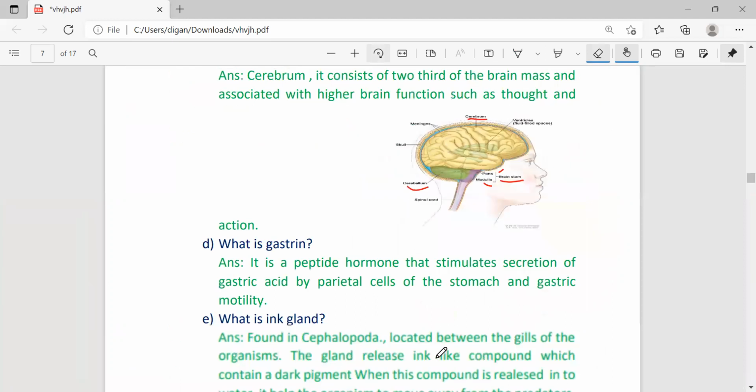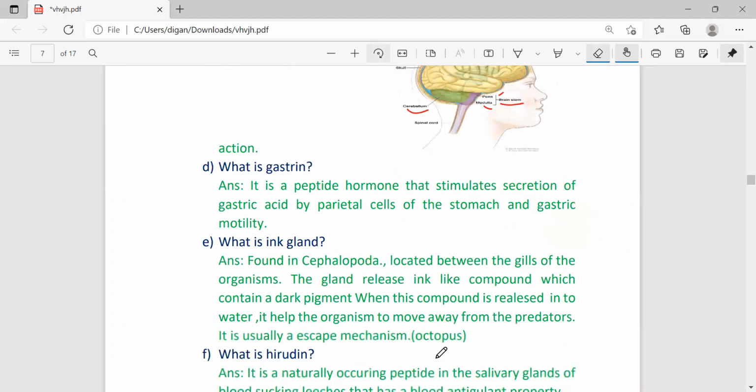Next, what is gastrin? It is a peptide hormone that stimulates the secretion of gastric acid by parietal cells of the stomach and gastric motility. So you take the screenshot and then you read from the screenshot. And what is the next question? What is ink gland? This is a very important question.